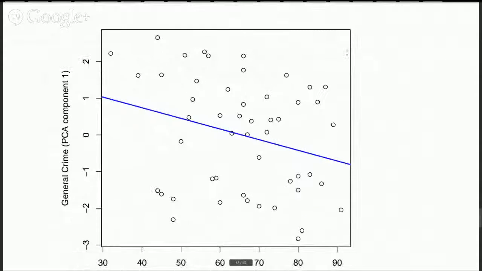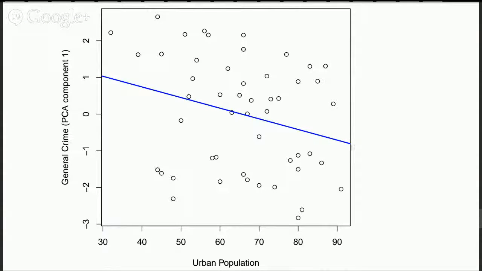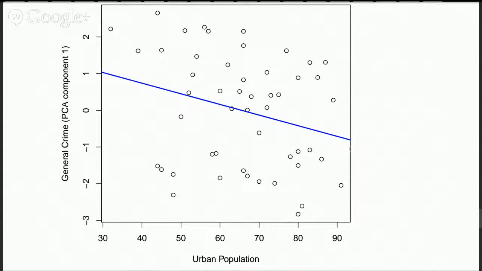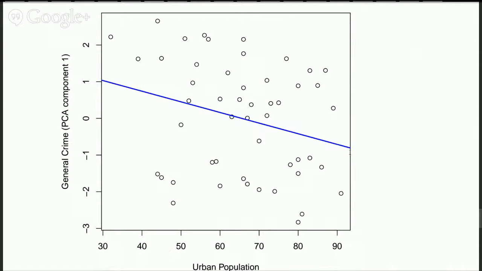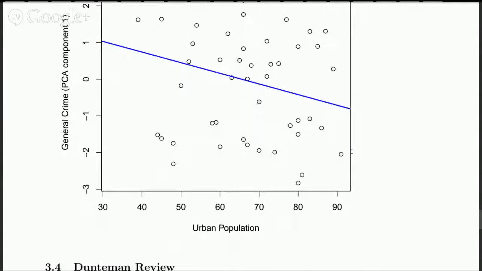Okay, and this is what the resultant model looks like. We have urban population, and then we have general crime. This is the first principal component, and the greater the urban population, the lower the crime. But that's not true, because if you look at the A weights, they are all negative. So therefore, what's happening is that with our PCA, lower values are actually more crime.